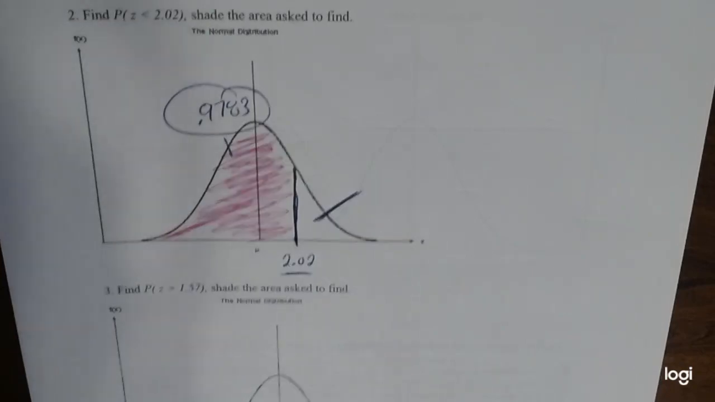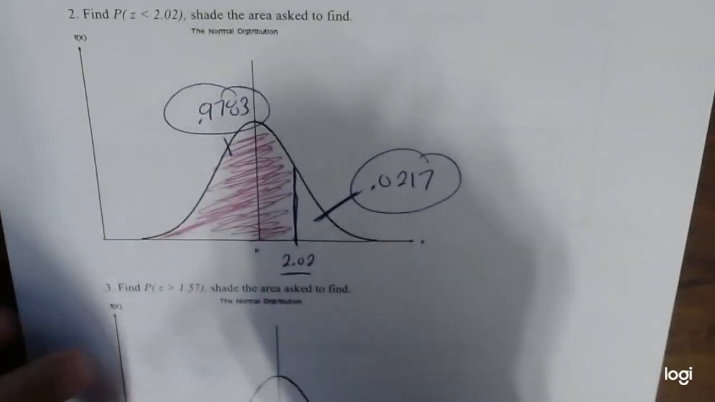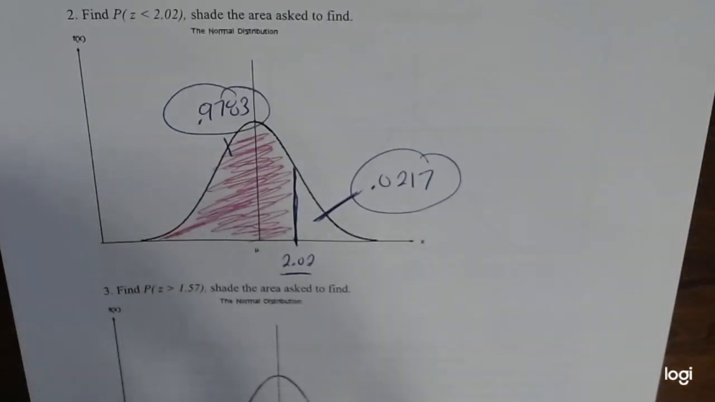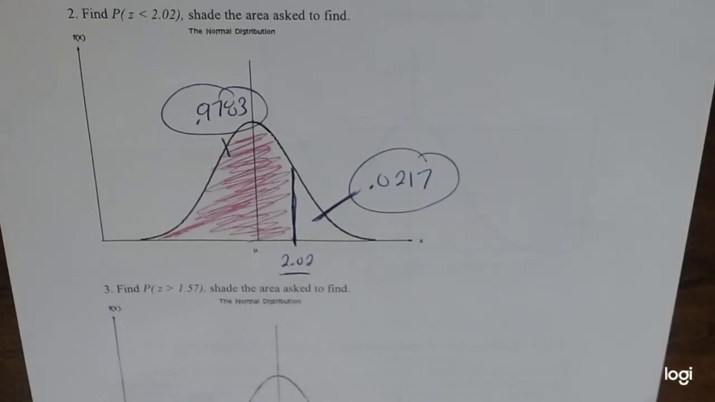Right, so hopefully you guys get 0.0217, because it's 1 minus this. You've got to be worried about that. So you can always go forwards and backwards. You'll see that in a little bit as well. Okay, it's actually the next one.